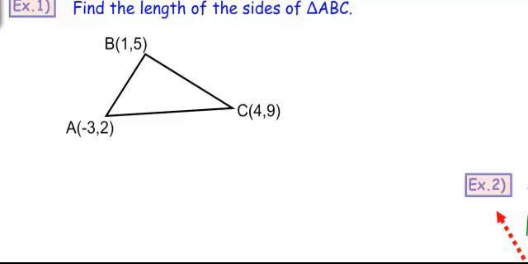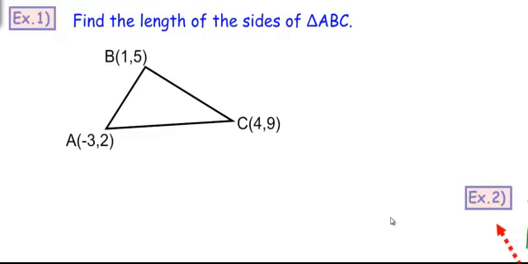So let's take a look at an example. Find the length of the sides of triangle ABC. So a very typical math question. Let's use exact roots this time. So to do this question, we're going to do the distance formula 3 times. And I'm looking at my points, and there are no shortcuts for the points. There's no horizontal lines, and there's no vertical lines.